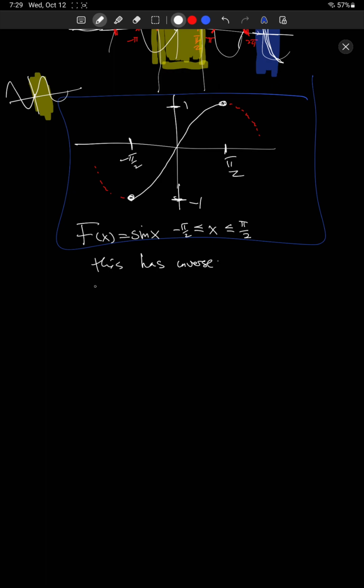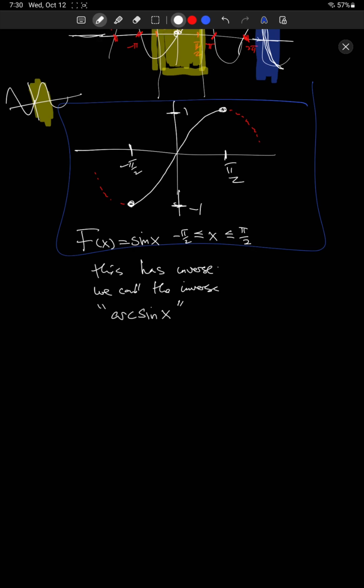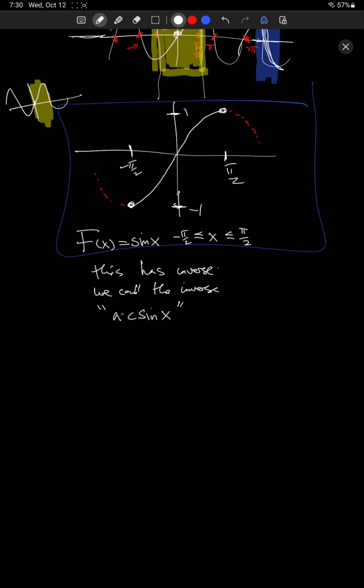And we call the inverse arcsine of x. That's the name that we give the inverse, arcsine. So this is an ARC. An alternate way to write it is sine to the minus 1 of x.